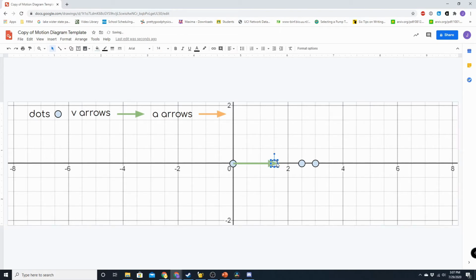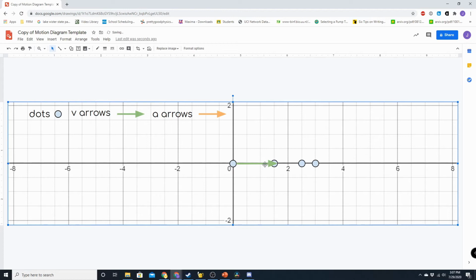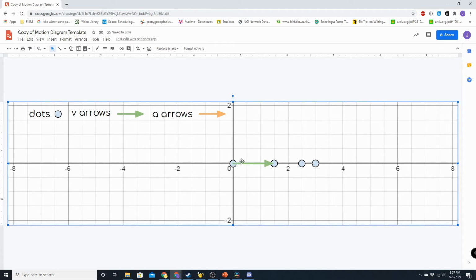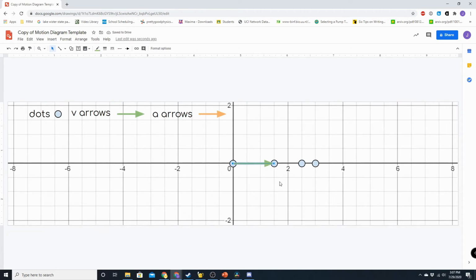It's a little bit tricky to get this to click right in the center. What we'd really love is if this went from center to center, but Google's being a little mean with me right now. Oh, I know what we can do. We can change it after. There we go. So we have a velocity arrow from center to center.